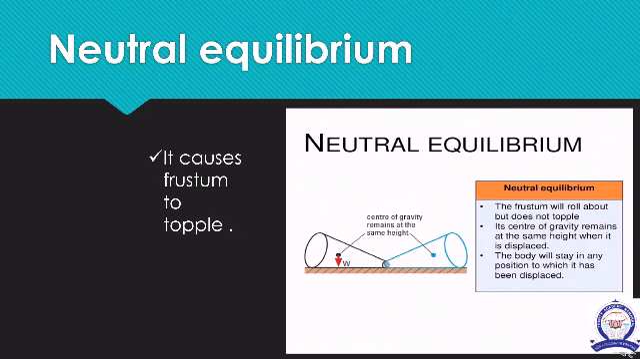Neutral equilibrium. The center of gravity remains at the same height. So neutral equilibrium does not cause the frustum to topple. The frustum will roll about but does not topple. Its center of gravity remains at the same height when it is displaced. The body will stay in any position to which it has been displaced.